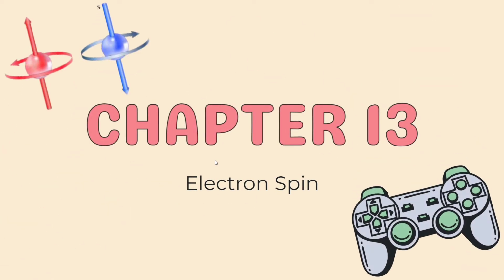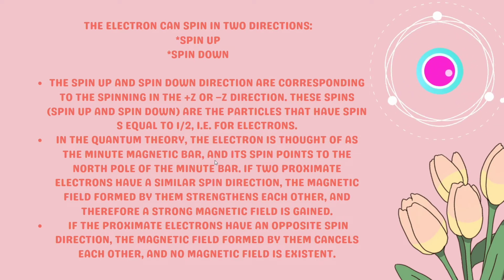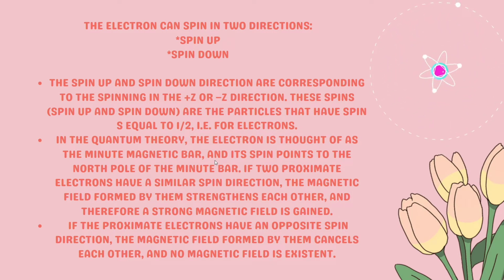About the electron spin, what is the electron spin actually? Electron spin has two directions, spin up and spin down. The spin up and spin down directions correspond to spinning in the positive z and negative z direction. These are particles that have spin equal to half, for the electron.